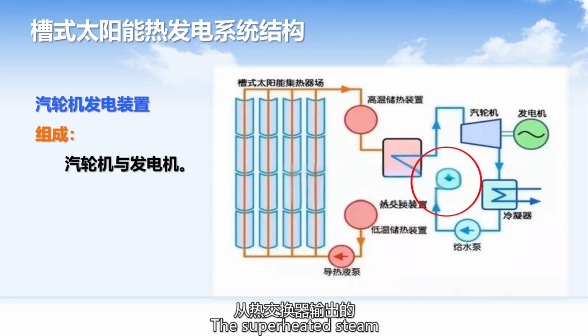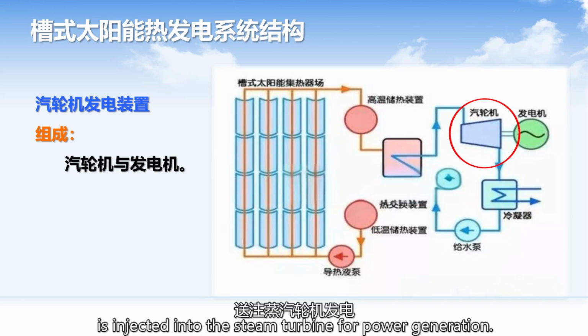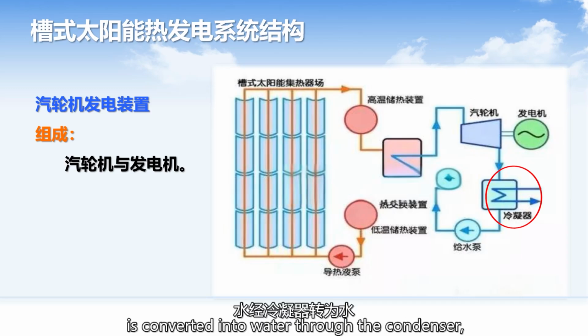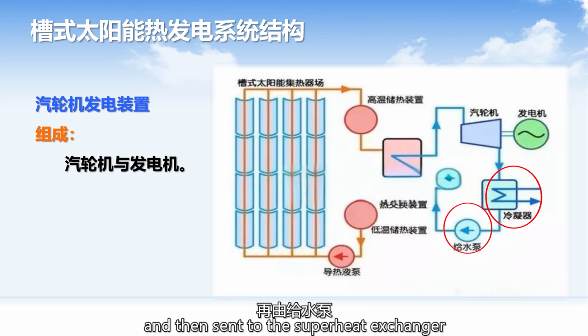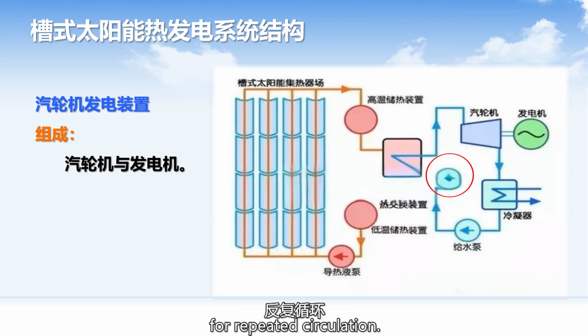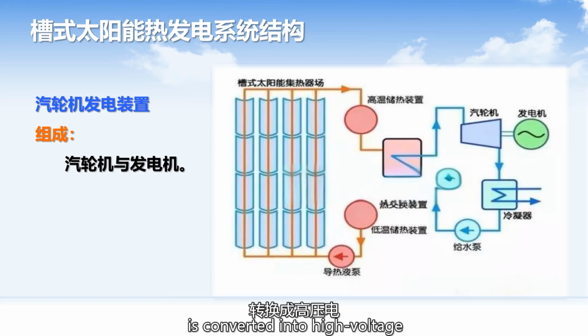The superheated steam output from the heat exchanger is injected into the steam turbine for power generation. The water discharged from the steam turbine is converted into water through the condenser and then sent to the superheat exchanger by the feed water pump for repeated circulation. The electricity generated by the generator is converted into high-voltage electricity through a transformer and transmitted to the power grid.